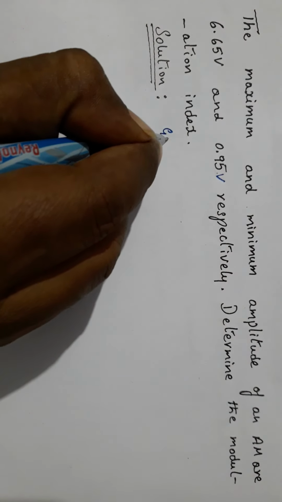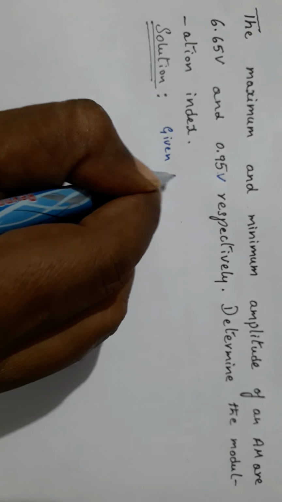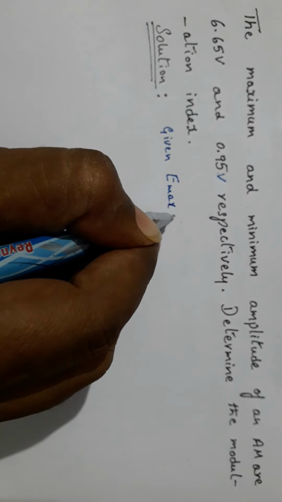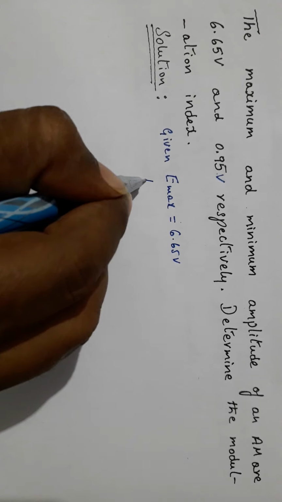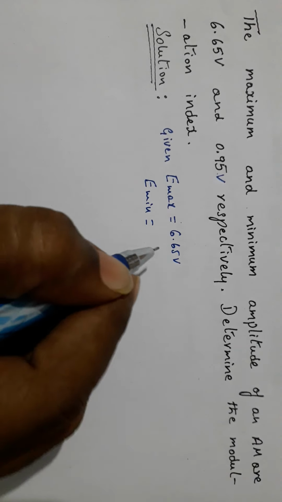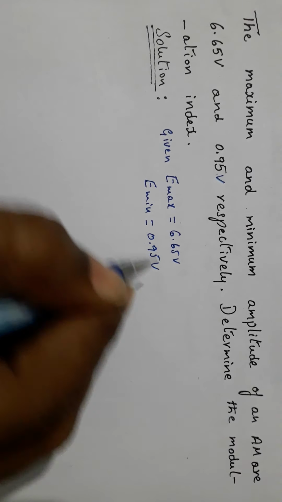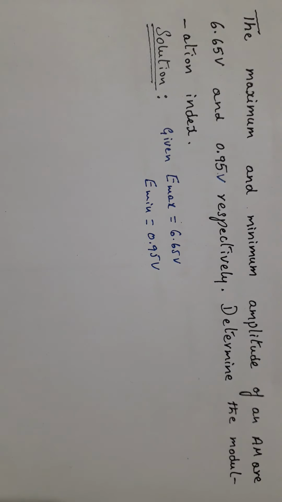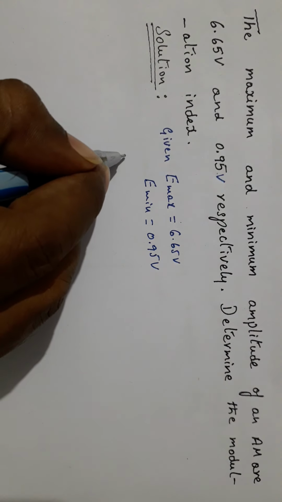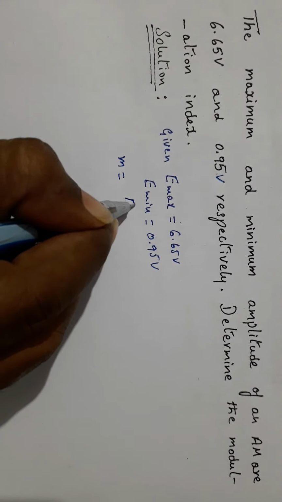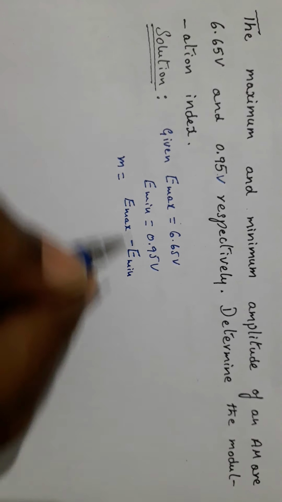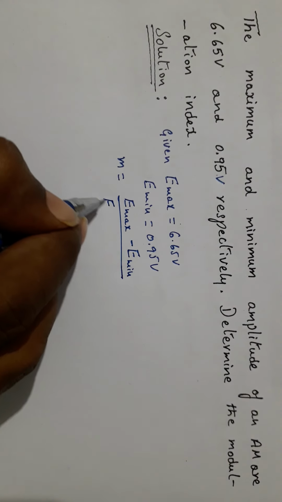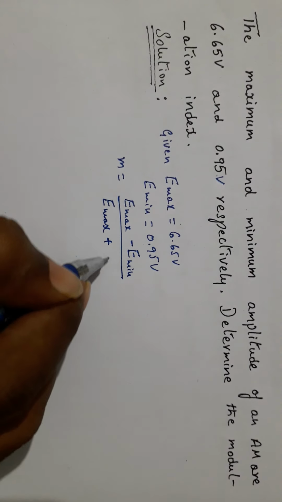Given E maximum equals 6.65 volt, E minimum equals 0.95 volts. We know that the modulation index of an amplitude modulated wave is M equals E maximum minus E minimum divided by E maximum plus E minimum.